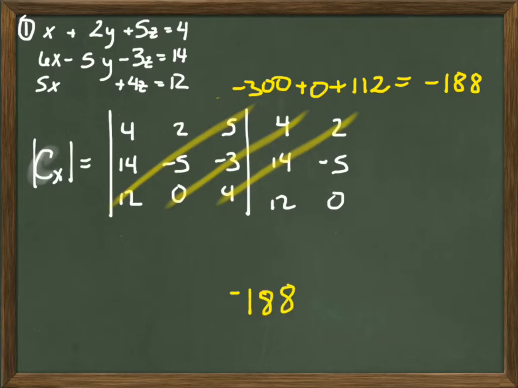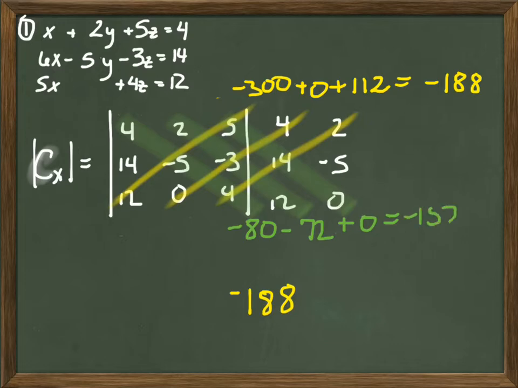Now let's look at my down diagonals. And the first down diagonal is going to be a negative 80. My second one is going to give me a negative 72, and my third is going to be that 0 diagonal. And so when I combine those, I get a negative 152.